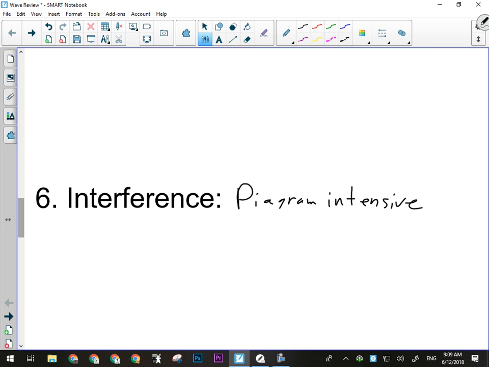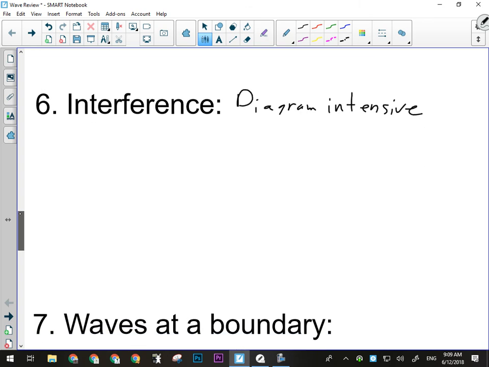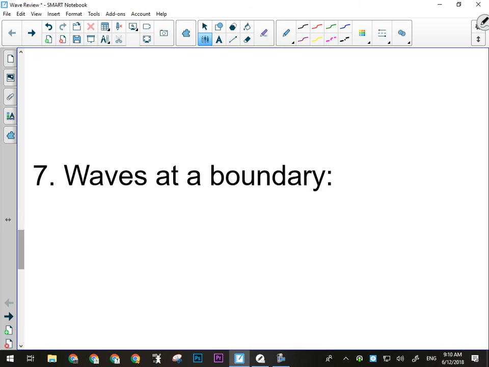That's diagram, not piegram. Diagram. All right, so there's going to be some multiple choice, but also some written response stuff to do with interference. Okay, waves at a boundary, also diagram intensive.